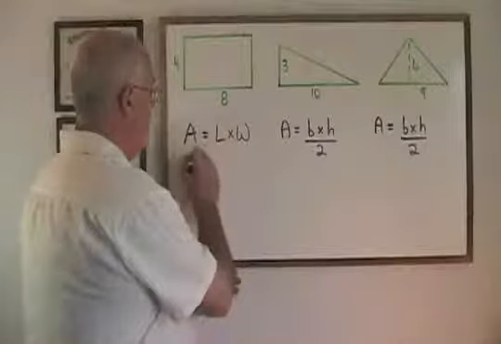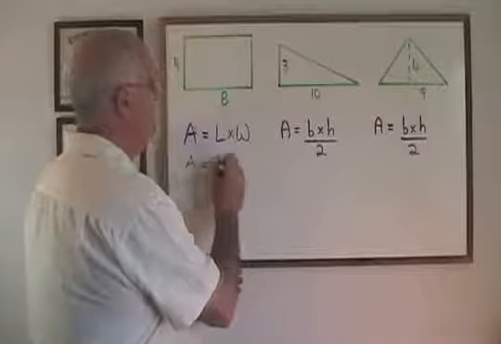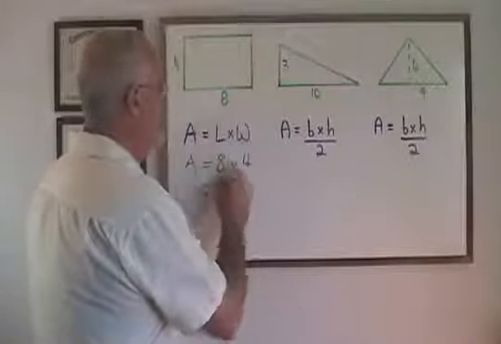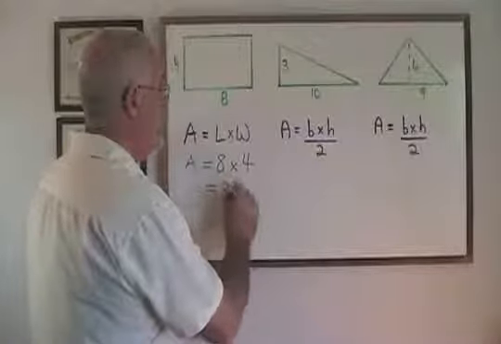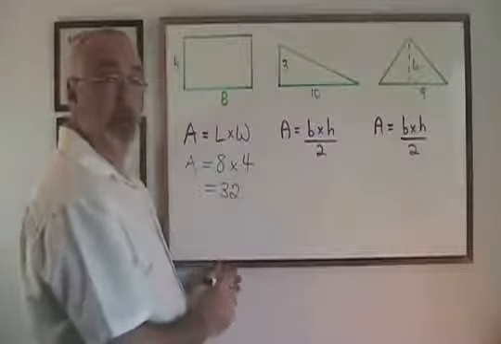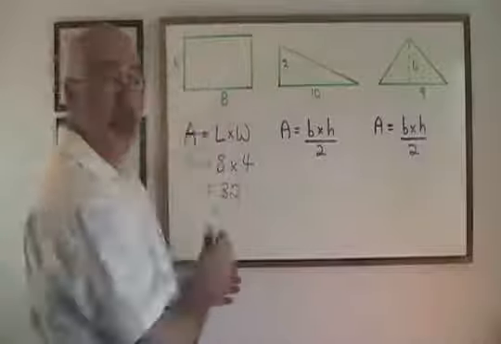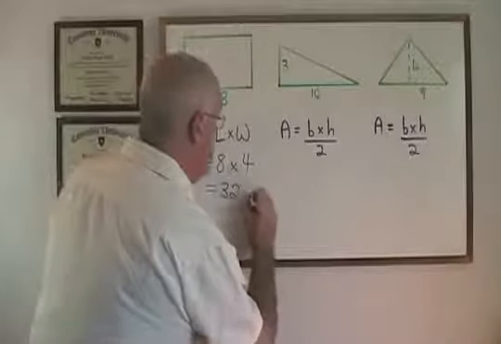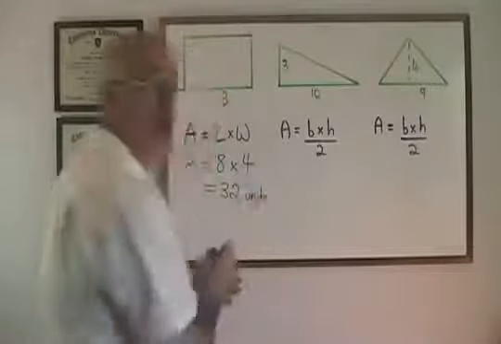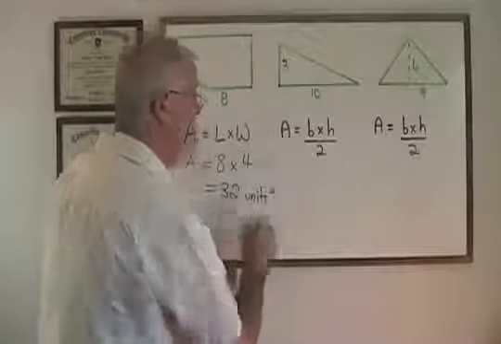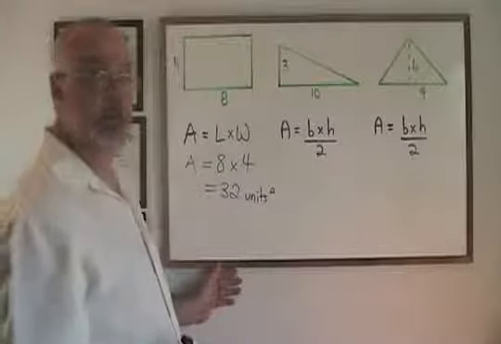I'll fill it in. Area here equals length 8 times width 4, which is 32, and my unit has to be squared. No unit was given in the question, so I'll just use the word units as my unit and make sure that I point out the units are squared.